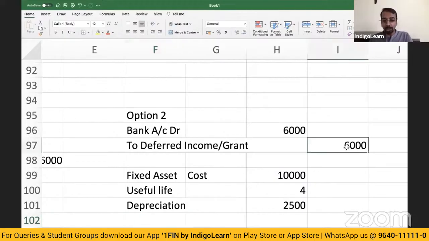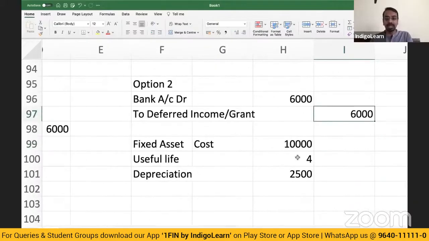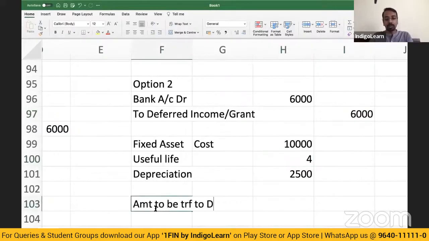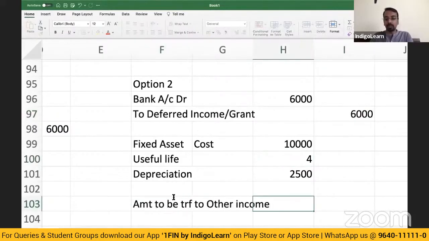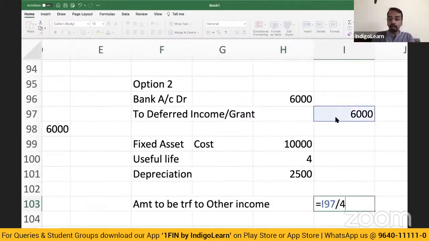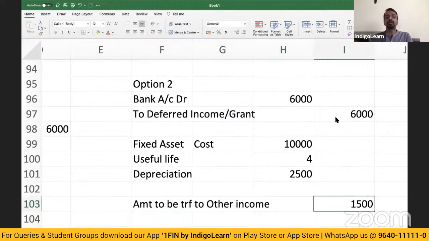Then what do we do with this deferred grant account? In the proportion of depreciation, you will transfer from deferred income account to other income. Now, what do we mean by in the proportion of depreciation? Here, depreciation is on a straight line method. So, amount to be transferred to other income will be 6,000 is the total income divided by 4. Every year you will transfer 1,500.